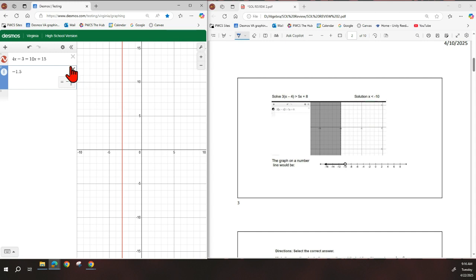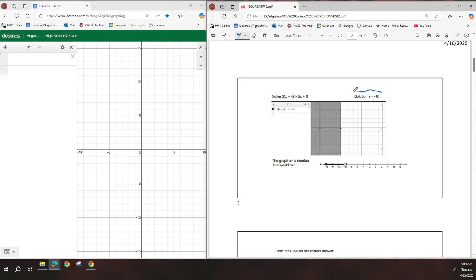If we have an inequality, we can convert our graph to a graph for a number line. We can write it as a solution in this form by interpreting what we see. So again, we can solve this by putting it into Desmos.